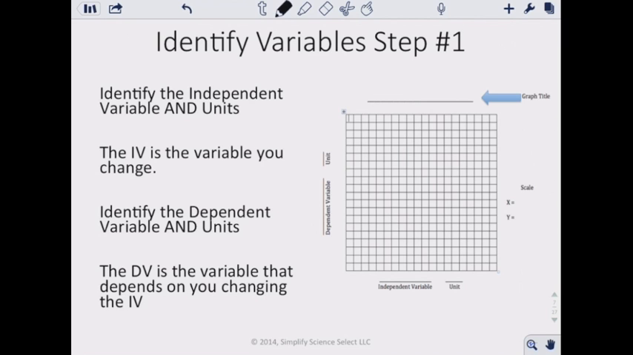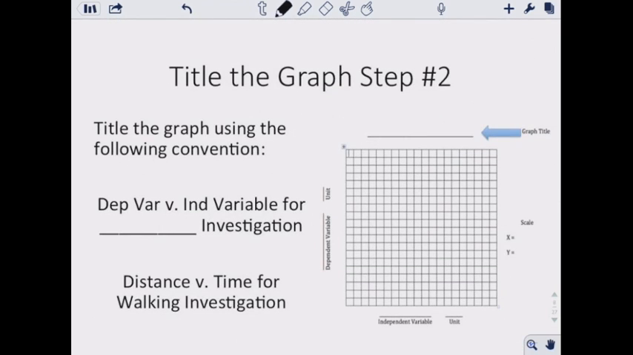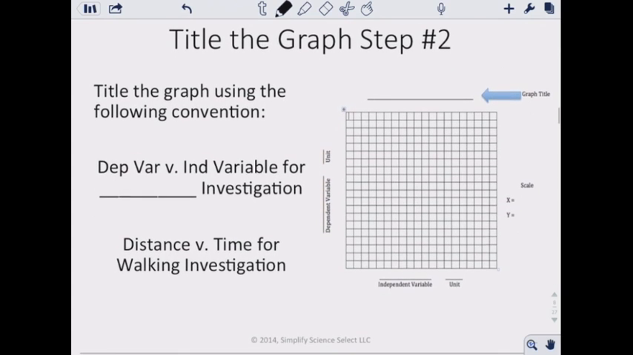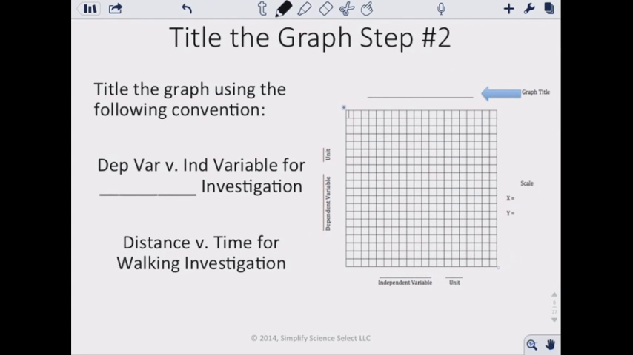After we identify the independent and dependent variable, we then make a title for the graph using the following convention: dependent variable versus independent variable for this investigation. For example, distance versus time for walking investigation. That would go at the very top of our graph.